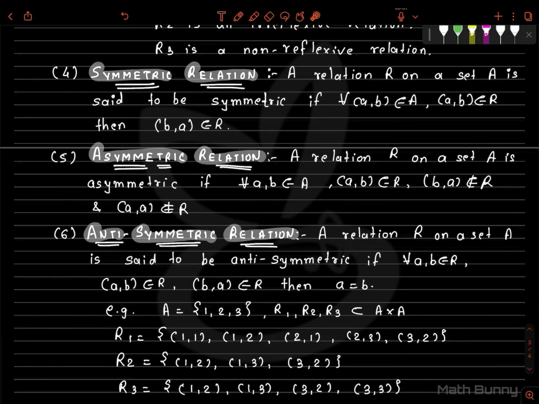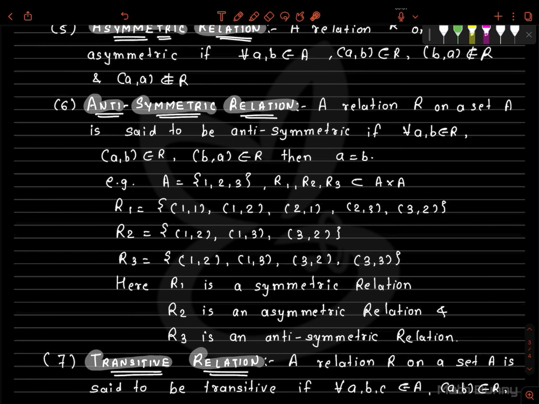The next property is symmetric relation. What is symmetric relation? A relation R on a set A is said to be symmetric if for all (a, b) belongs to A, if (a, b) belongs to R, then (b, a) also belongs to R. If an (a, b) type of element is present in some relation, the (b, a) type of element must be present in that relation.